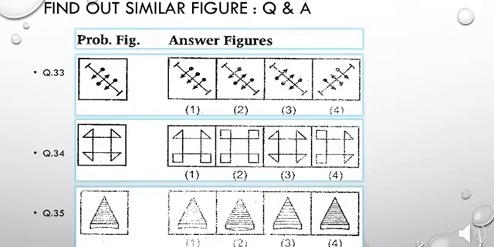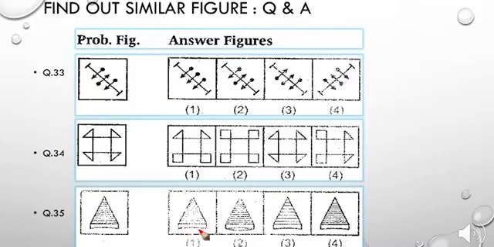Let's go to question number 35. We have a problem figure in 35 and there are 4 answer figures given. We need to check which of the answer figures is exactly matching the problem figure. So let's check the problem figure carefully. We can see there is a triangle formation here, below which there is an arc-like shape, a cylindrical shape getting formed.